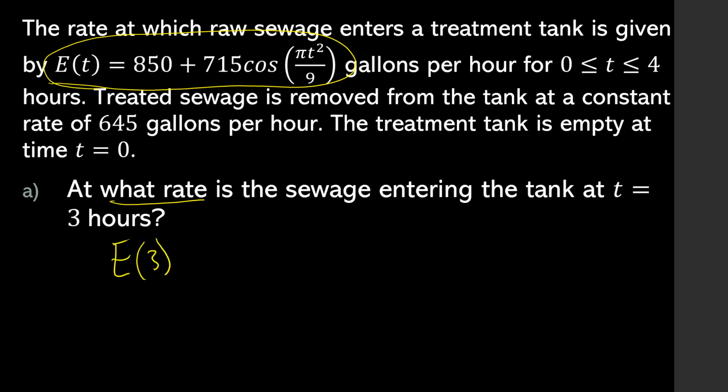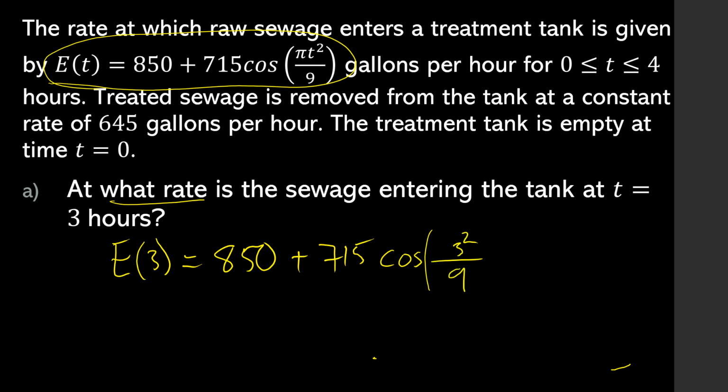We're going to put 3 into that big equation and come up with, I think I can do this in my head. E of 3 is going to be 850 plus 715 multiplied by cosine of, 3 squared is 9, over 9 is 1, times pi is pi, cosine of pi is 0, so 815 gallons per hour. That was actually a pretty easy part of the problem, although I bet a lot of people thought you were going to integrate.